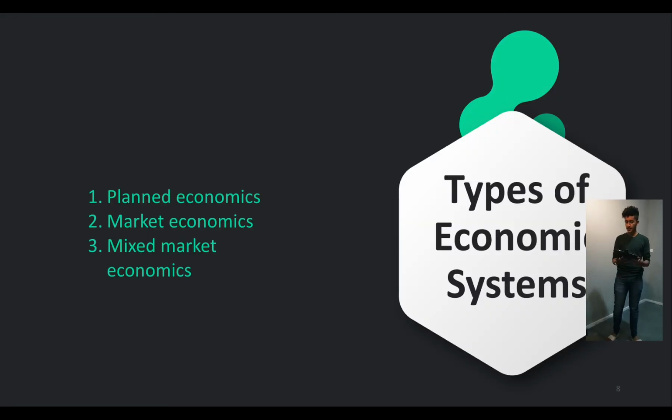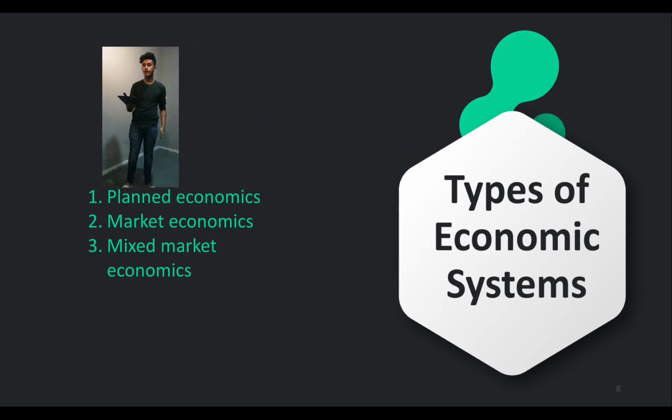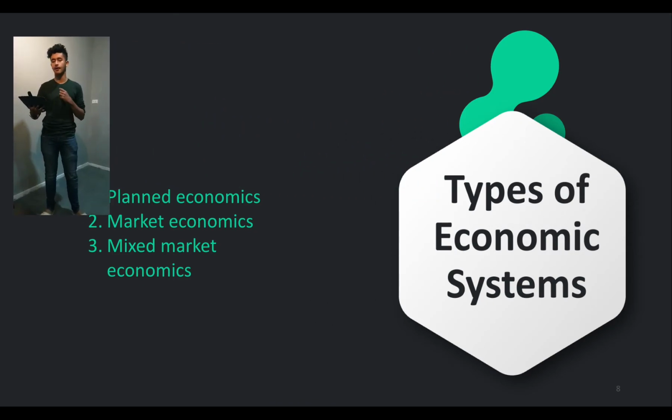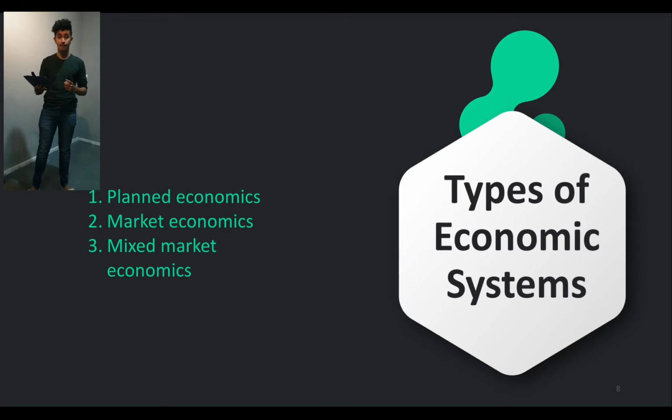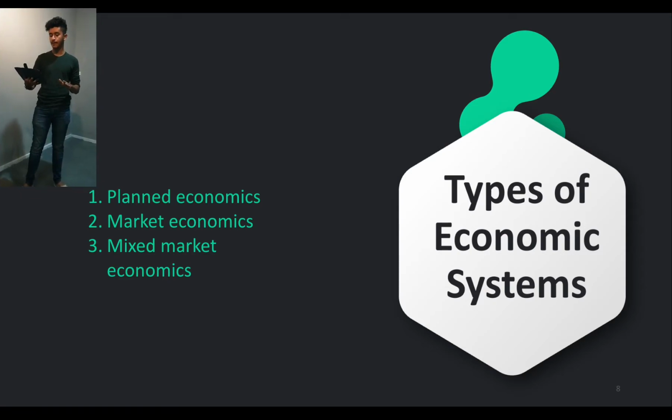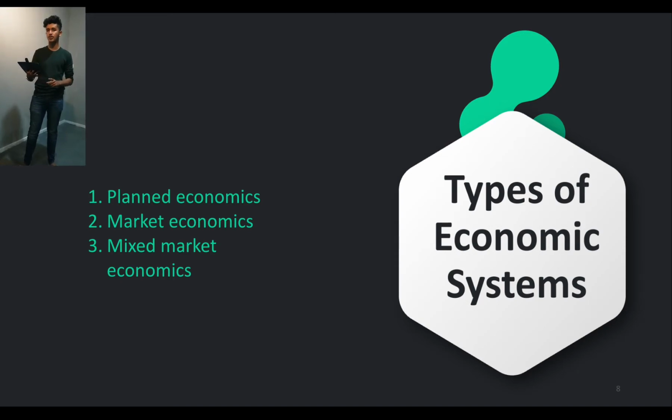The next slide is types of economic systems. There are 3 types of economic systems. The first one is the planned economic system. This economic system relies completely on government. The second one is the market economic system, where producers and consumers control the production and allocation decisions through supply and demand.